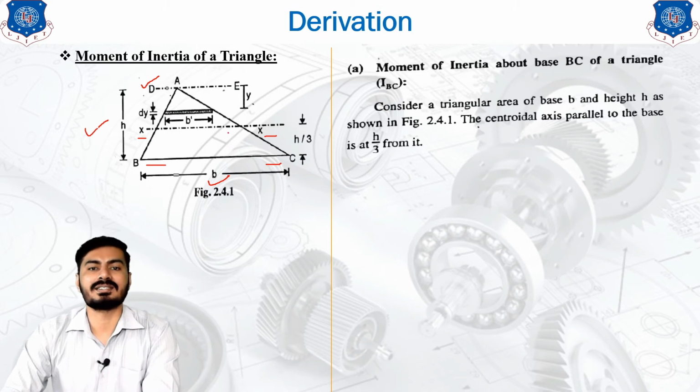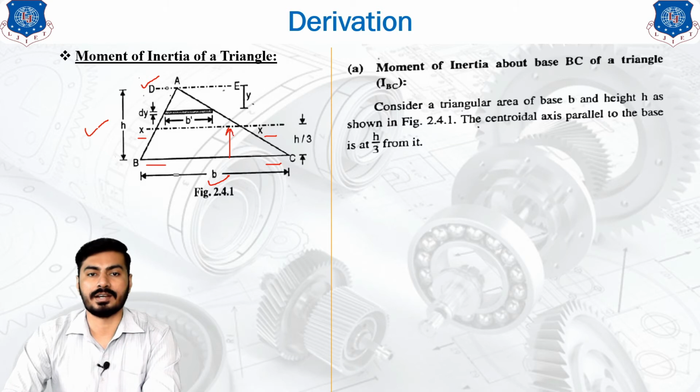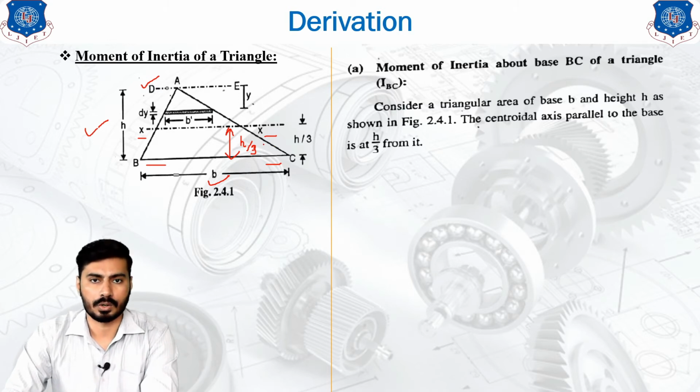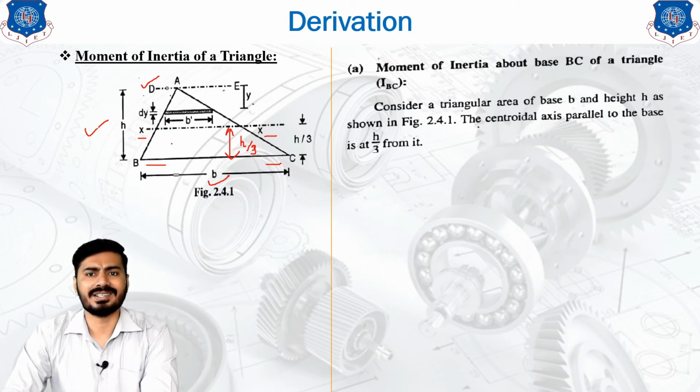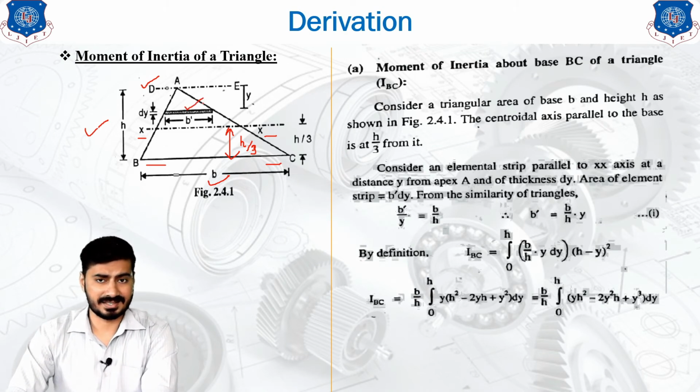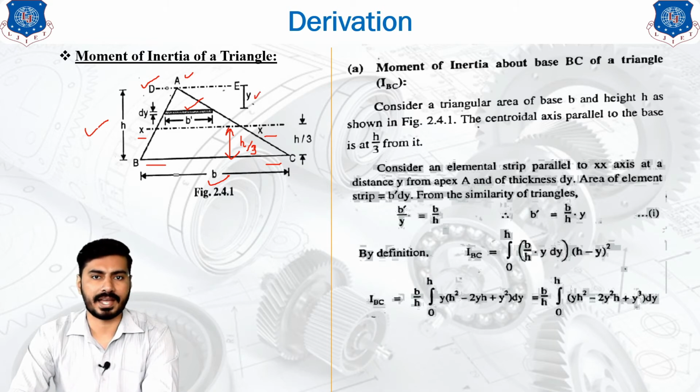As I said, this is the axis which is passing from the centroid. So the centroid of the triangle is at h by 3 distance. We know this value for the centroid. Okay, so this distance is h by 3. Now we will consider an elemental strip which is parallel to the x axis at a distance y from the apex A. Now this is the apex A and the distance is y from the apex A.